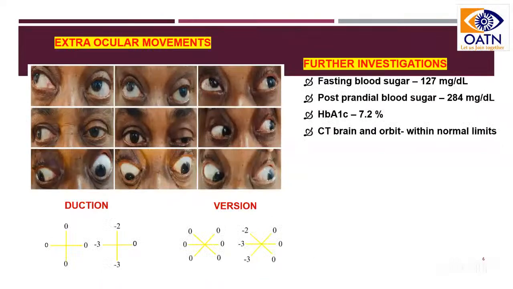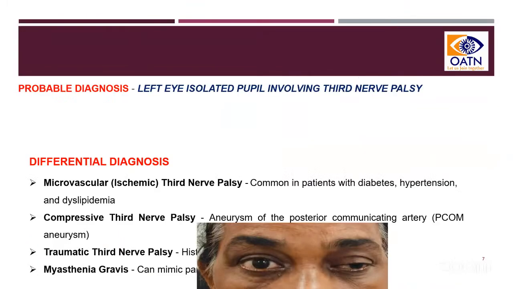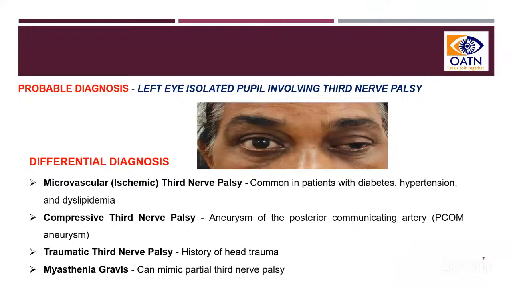And this is the extraocular movements of the patient. It can be assessed by the broad H test. These are the further investigations of the patient: fasting blood sugar, postprandial blood sugar, HbA1c, and the CT brain and orbit within normal limits. And the probable diagnosis can be left eye isolated pupil-involving third nerve palsy.